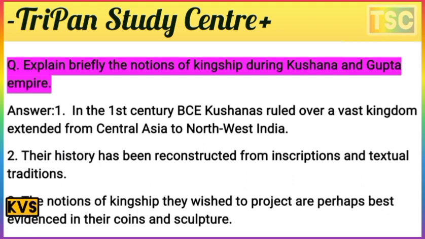For the notion of kingship, the best evidence is coins and sculpture. These coins and sculptures are the evidence for the verification of kingship during the Kushana and Gupta Empire.